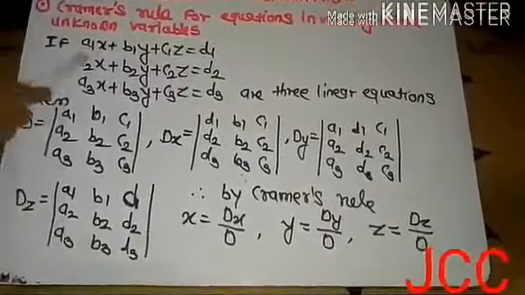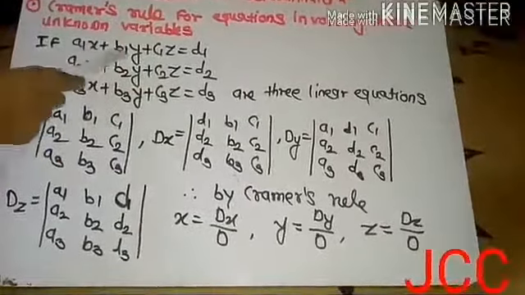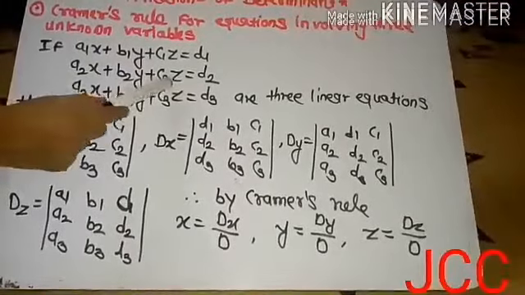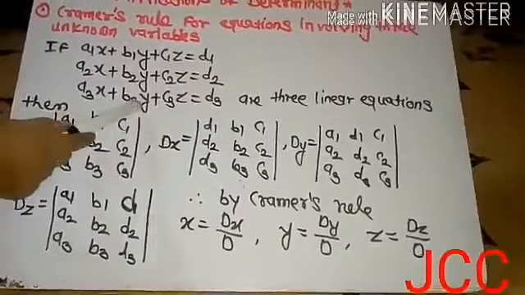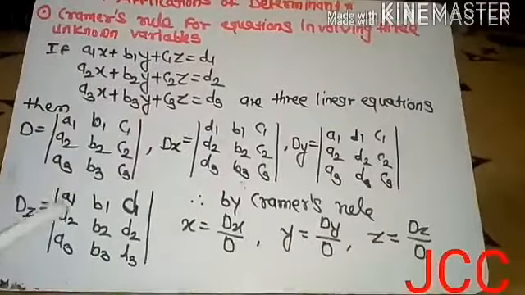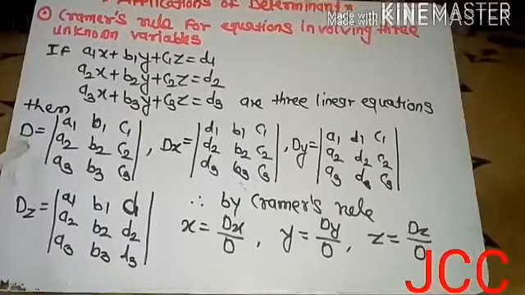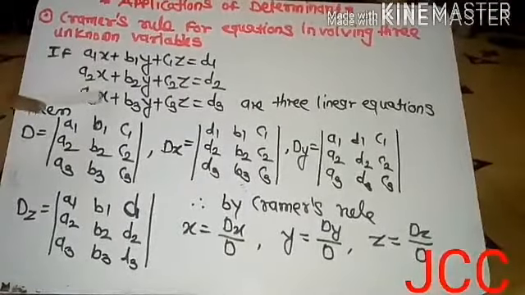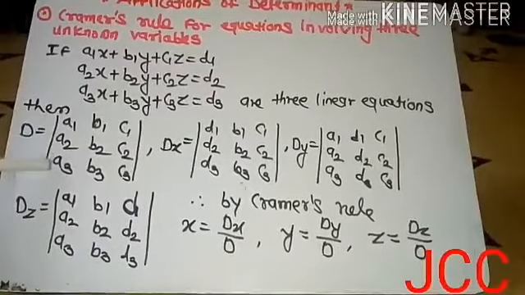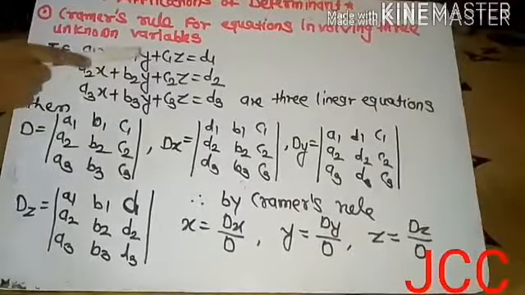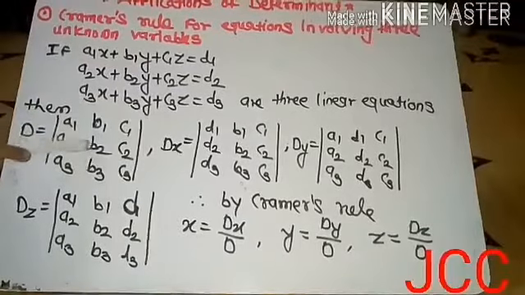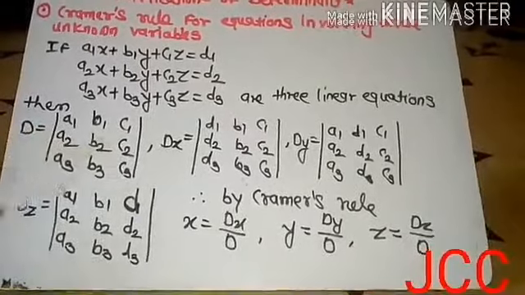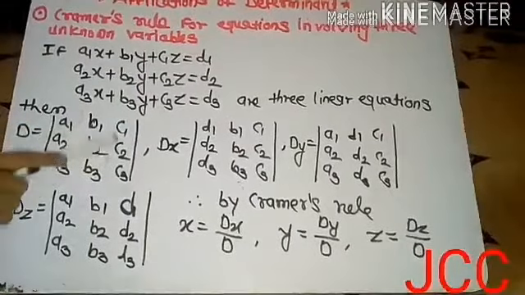How can we use it? If the three equations are a1x plus b1y plus c1z equals d1, a2x plus b2y plus c2z equals d2, a3x plus b3y plus c3z equals d3, then the first determinant we solve by taking the coefficients of x, y, z of the three equations. आता इथे x चे जेवढे कोएफिशिएंट्स आहेत ते आपण पहिल्या कॉलम मध्ये लिहिलेत, a1, a2, a3. Then the coefficients of y in the second column, b1, b2, b3, and in the third column the coefficients of z, c1, c2, c3. By our general formula, solve this determinant.